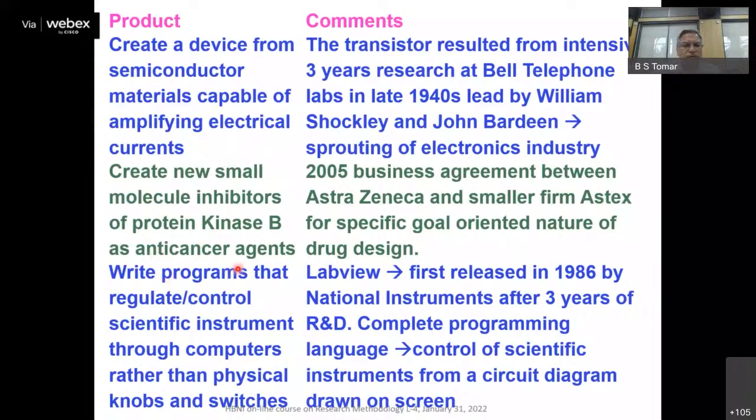Similarly, write programs that regulate or control scientific instruments through computers rather than physical knobs and switches. So most of you may know about LabVIEW. It was first released in 1986 by National Instruments USA after 3 years of R&D. It's a complete programming language and involves control of scientific instruments from a circuit diagram drawn on a screen. So this is another research, it has large scale impact.